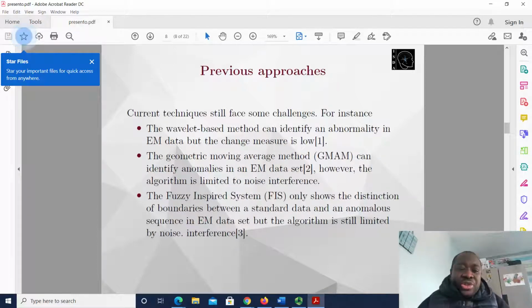We look at previous approaches. The wavelength-based method can identify an abnormality in electromagnetic dataset, but the change measure is low. We also have the geometric moving average method, which can also identify abnormalities in EM dataset. However, the algorithm is limited by noise interferences. We also have the fuzzy-inspired system, which only shows the detection within the boundaries between the standard data and an anomalous sequence in EM dataset, but the algorithm is still limited by noise interferences.